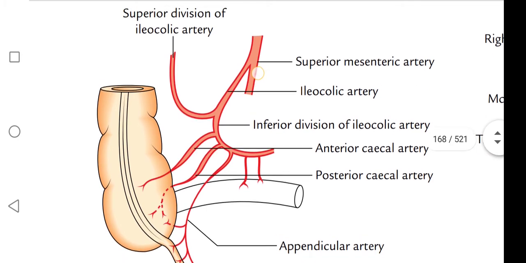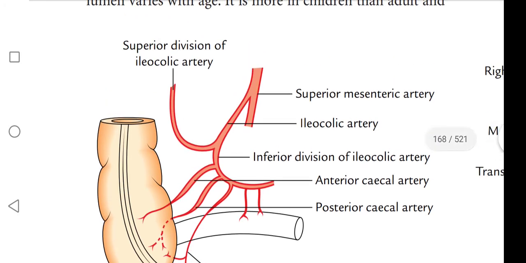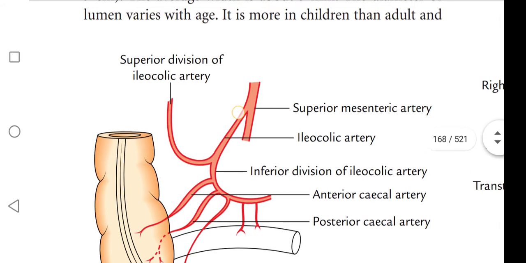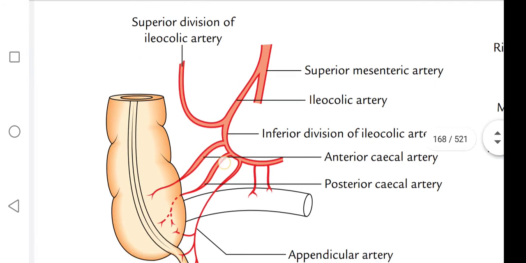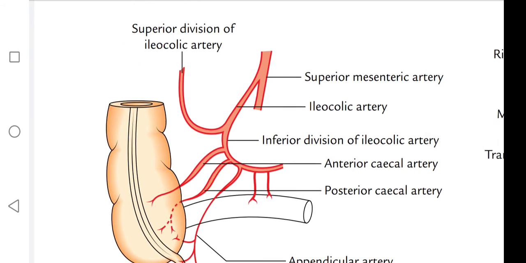This is the main branch, the superior mesenteric artery. The superior mesenteric artery is the main branch. It gives the branch of the ileocolic artery, from where the anterior and posterior cecal arteries arise, which supply blood to the cecum.